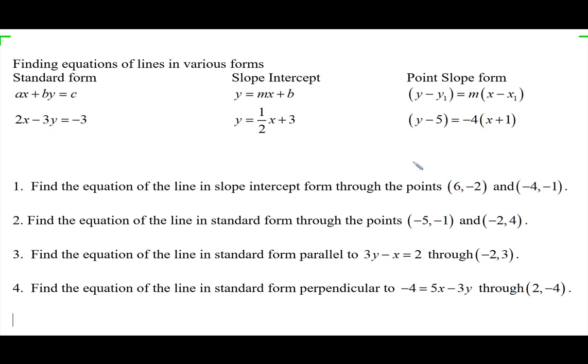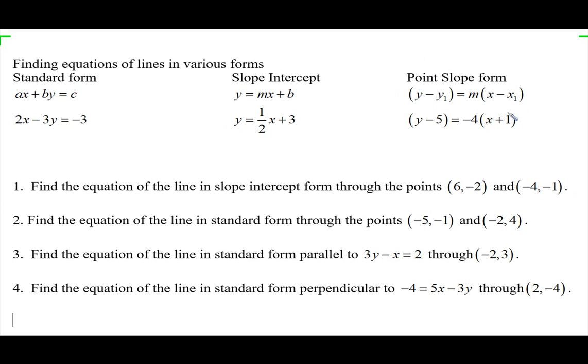When a linear equation is in standard form, the three requirements are: x and y are together on one side of the equal sign, x is positive, and you should have no fractions. Those are the requirements for standard form. Slope-intercept form: the requirement is pretty much that y is by itself and positive.